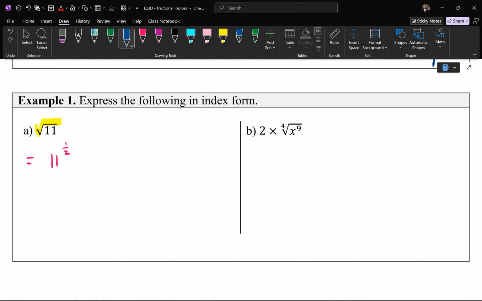Okay? Let's try the next one. So the first one's pretty easy. Next one is 2 times, now this is the 4th root of x to the power of 9. Now, x to the power of 9 is here. Now we need to rewrite the 4th root. So the 4th root is the same thing as writing the power of what? Let's go with Samuel. Power of 1 on 4. That's it. So you see how I changed that 4th root? Instead of the square root, now it's the 4th root of x to the power of 9. So 4th root we know is the power of a quarter.